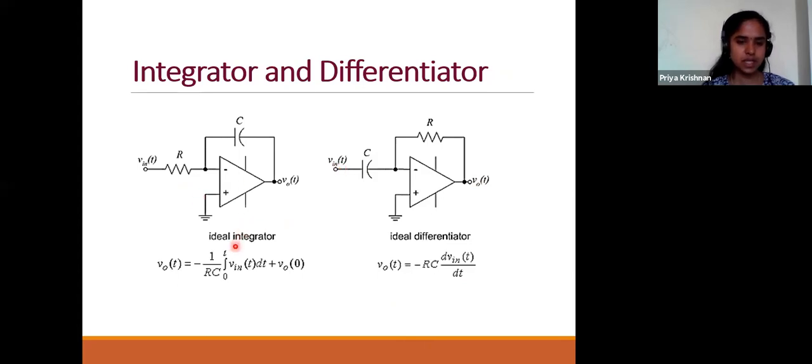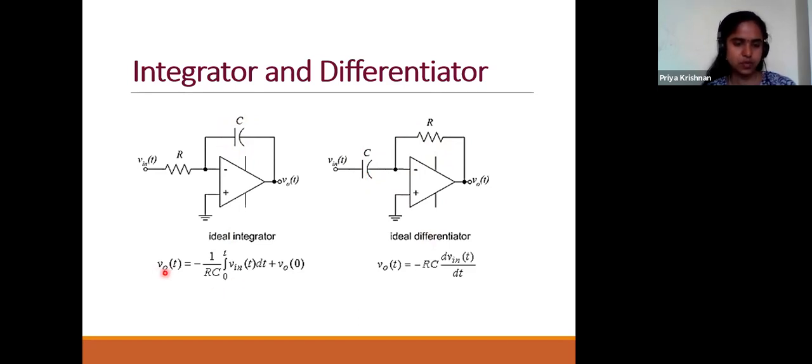For the integrator, just place one capacitor in the feedback network. And for the differentiator, just place the capacitor on the input side of the op-amp and leave your feedback network with the same resistor. If the capacitor comes in the feedback network, it is an integrator. If the capacitor comes on the input side, it is a differentiator.